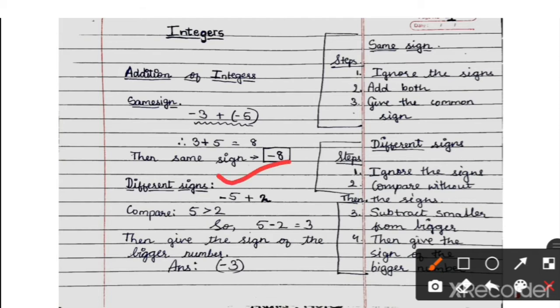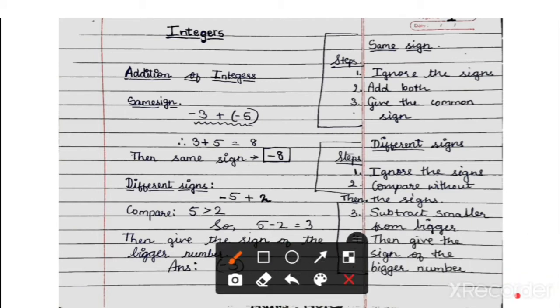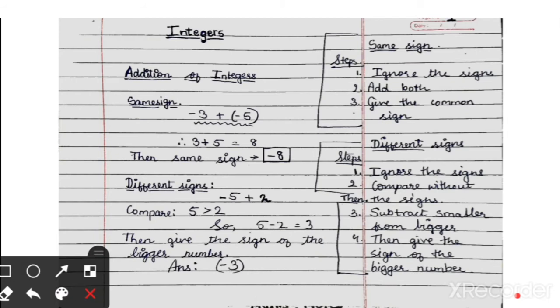Let's add integers with different signs. The steps for adding integers with different signs are: ignore the signs, compare without the signs, subtract the smaller from the bigger number, then give the sign of the bigger number. That means here the example is minus 5 plus 2.